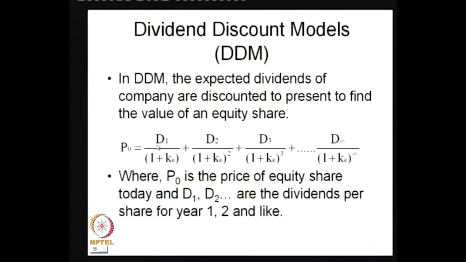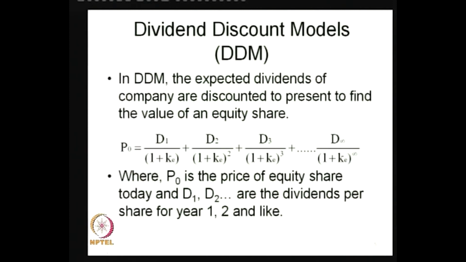At the end of the day, one has to have the dividends for the first year, second year, third year up to infinity, and then discount at a particular cost of equity or discounting factor, because it is being done from the equity investors' point of view. So, the appropriate discounting factor is the cost of equity. Cost of equity is nothing but the return expected by the equity holders from the company.